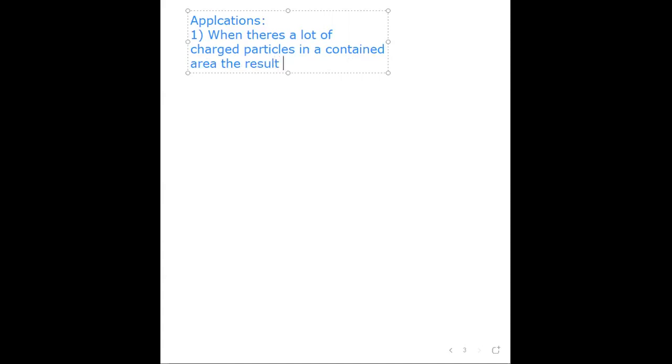The result is static. Okay. And so this obviously, the application of static is, basically what happens when you have static is, for example, it's very dangerous on an airplane. So I guess I'll write here, static electricity on an aircraft can be extremely dangerous.